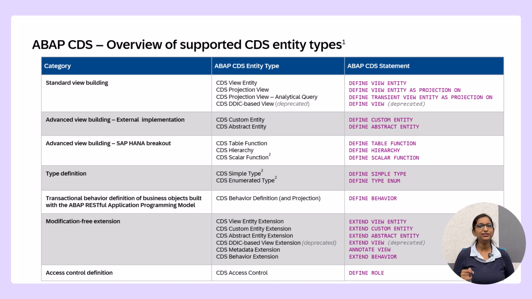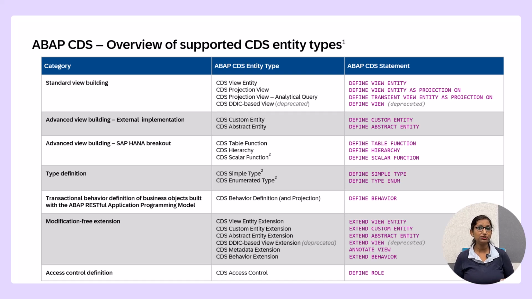Now on the screen, you can see an overview of the currently available CDS entities. Note that new entities will be added in the future to improve the different ABAP cloud programming models. The CDS entities can be classified according to their different purposes. For example, you have standard view building such as CDS view entities and CDS projection views. This is something which we'll see in the demo in the later part as well. And then in the advanced view building, you have CDS custom entities to access data that is not stored in the database table, and CDS table functions to access native SAP HANA capabilities.